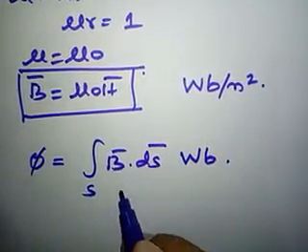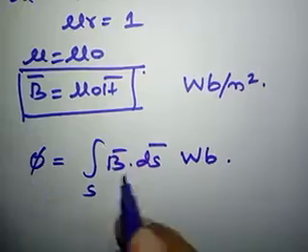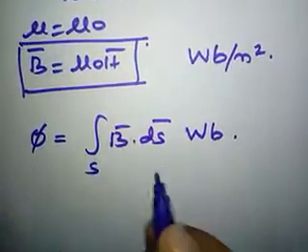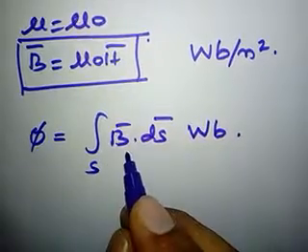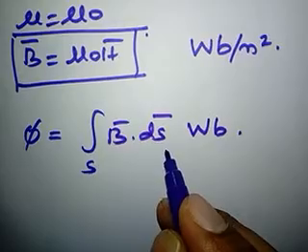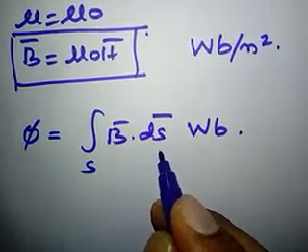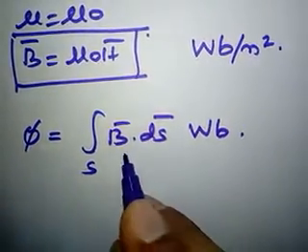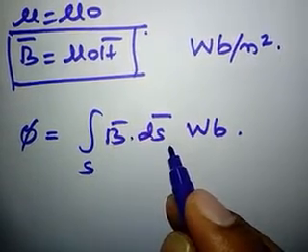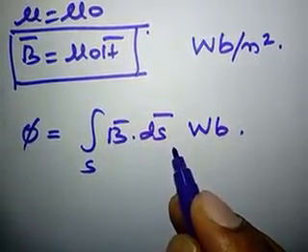B is phi by A, so A and ds will cancel, so phi will remain. LHS is equal to RHS, where phi is the magnetic flux in Webers, B bar is the magnetic flux density in Weber per meter square, and ds bar is the surface through which the flux is passing. Now consider the closed surface.